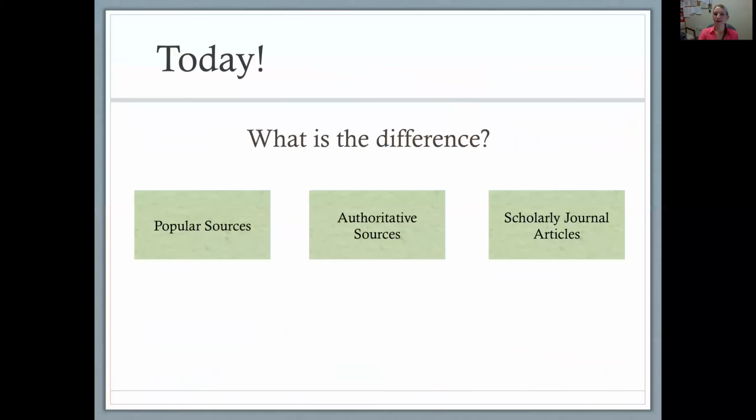So today, what we're going to be talking about is the difference between popular sources, authoritative sources, and scholarly journal articles. These are three very different things, and you need to know the difference between these three things in order to complete your Check the Facts assignment. So we're going to be showing some examples and talking about how we can tell the difference between these things today.